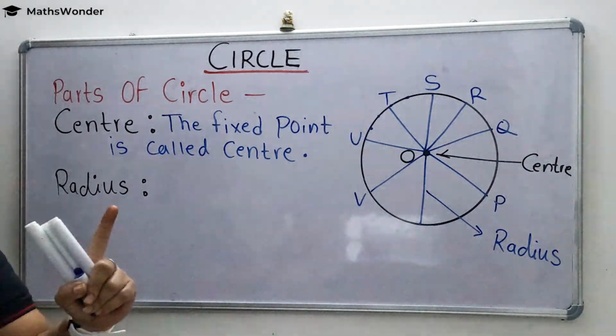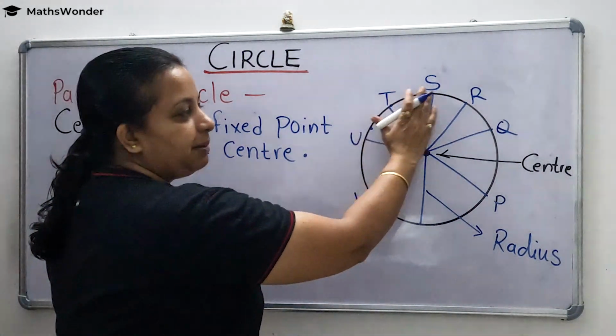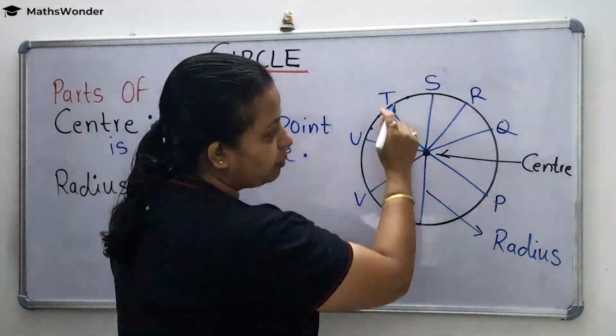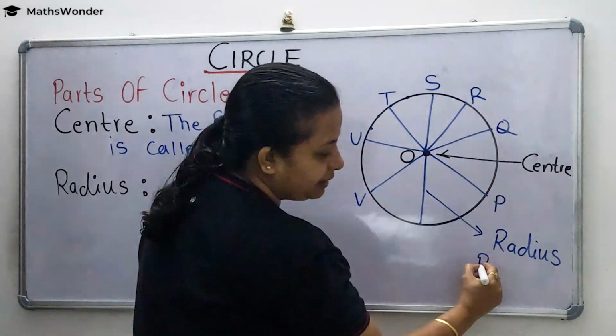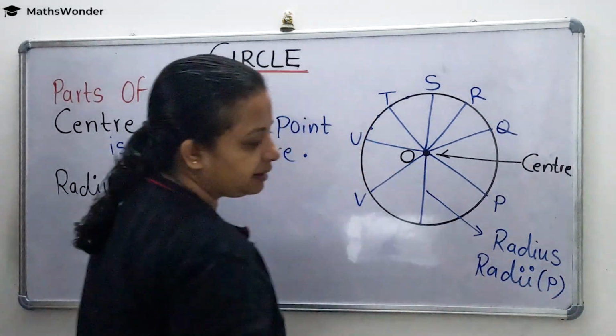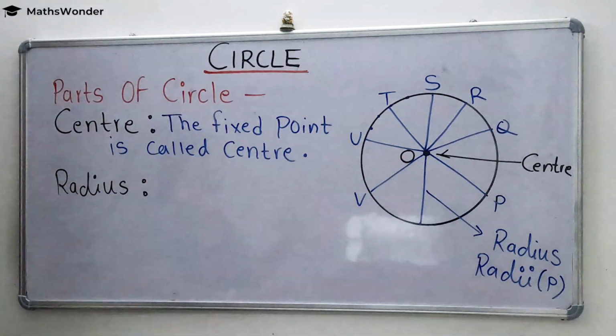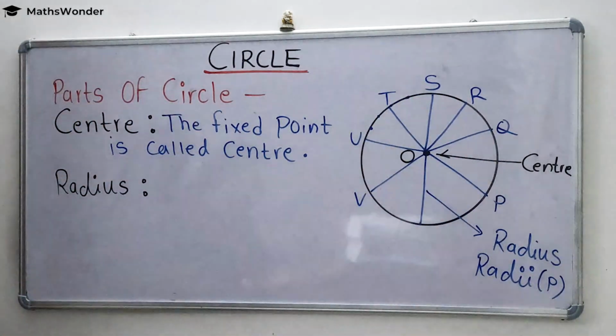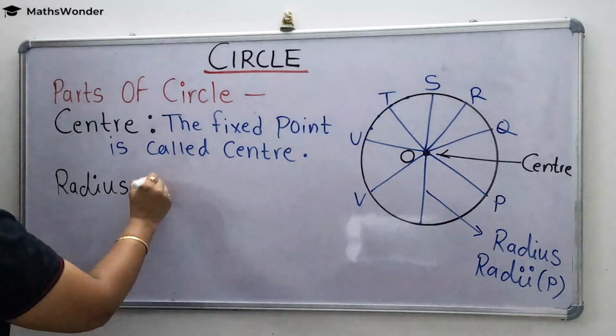Radius we use for one, and when we have many, then we call it radii. Radii is the plural form. When we are talking about one, we call it a radius. When we draw many radii, then we call it radii.